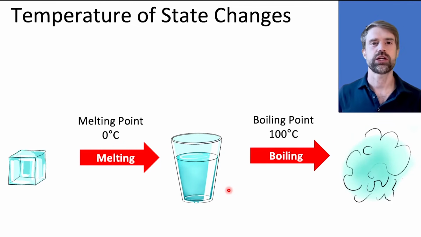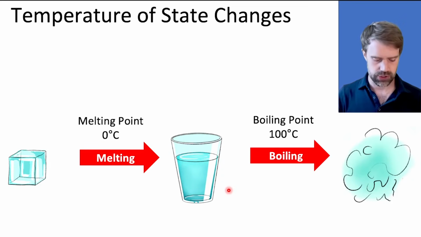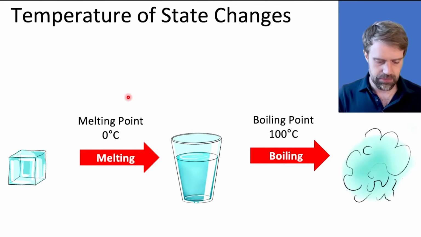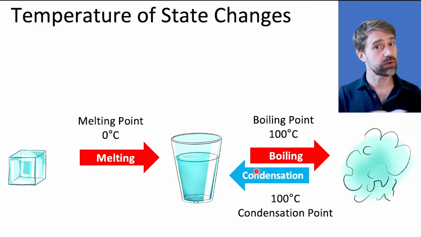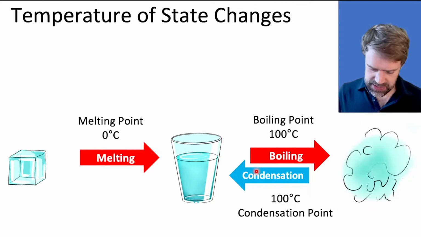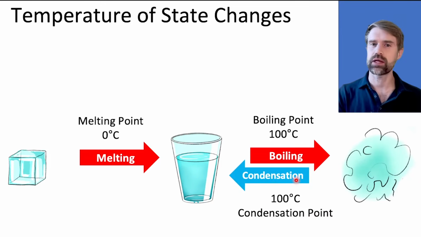Now, these phase changes happen at specific temperatures, and that's important. For example, at standard conditions, water has a melting point of 0 degrees Celsius and a boiling point of 100 degrees Celsius. You can move in reverse too. Say you have steam at a high temperature. If you cool it down, when it reaches 100 degrees Celsius, it condenses into a liquid.